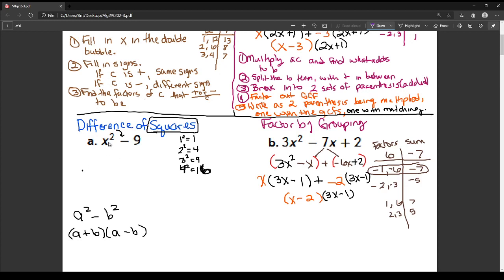Alrighty, so here I just need to identify my a and my b values. So the a term here, okay, a squared is x squared, so the number being squared is x. So where I have my a's in my sets of parentheses, I'm just going to write in x. And remember, one is a plus and one is a minus. Now my b, the number being squared to make 9, is 3. So where the b's are, I'm going to write 3. And that's our factored form.